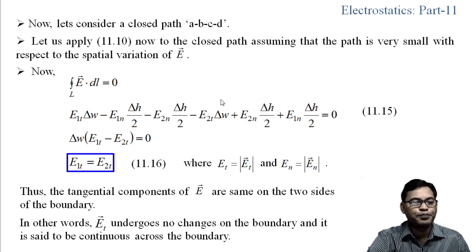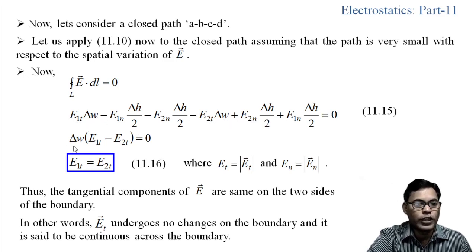Now you see that the E1n del H by 2 and the last term E1n del H by 2 cancel out. The third term, minus E2n del H by 2, and the fifth term, plus E2n del H by 2, will also be cancelled out. So we have only E1t del W minus E2t del W. So del W times (E1t minus E2t) equals 0. Now from that expression we will get that E1t equals E2t.